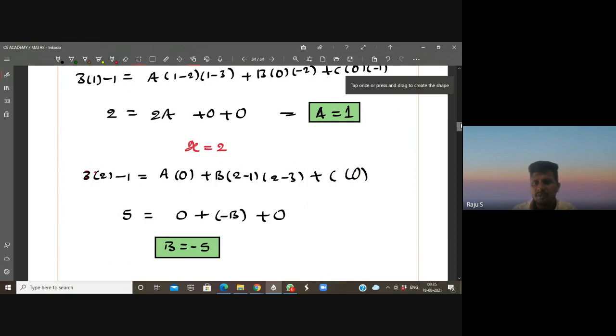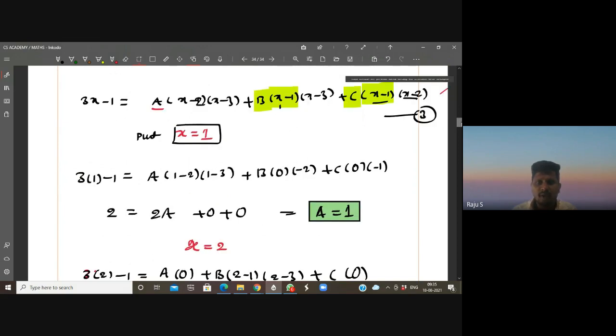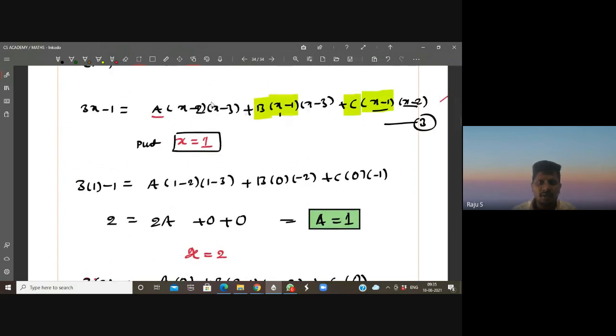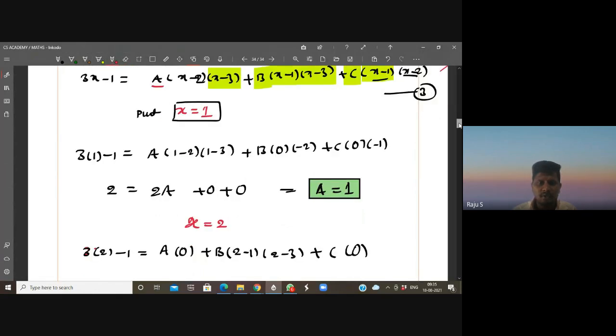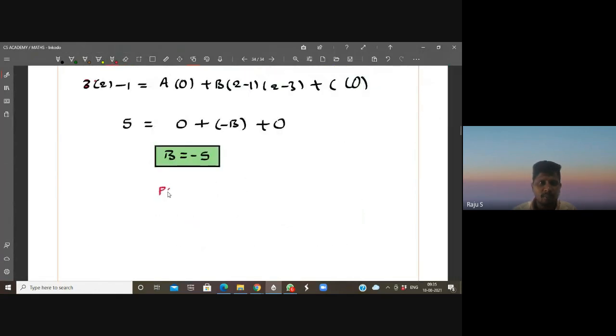And what is the c value? To find the c value, we can make a and b 0. What is the common factor? x minus 3, x minus 3. Am I right? So we can take x is equal to 3. Put x is equal to 3 in equation 3.